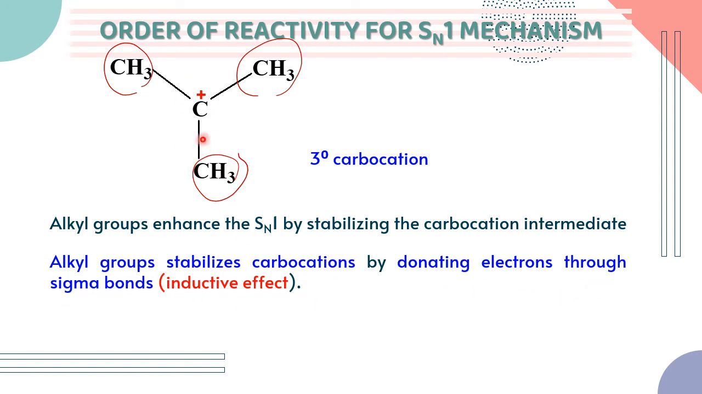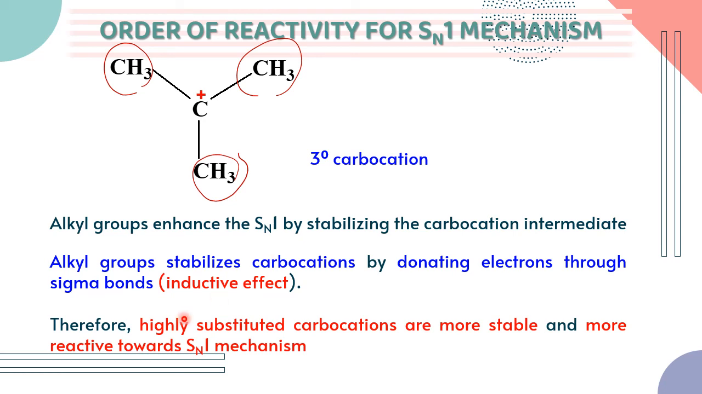Inductive effect ni yang macam kita bincang dululah in chapter 4. Okay, yang mana awak punya alkyl group adalah electron donating group. It has high electron density. So, dia boleh stablekan carbocation dengan share dia punya electron density kepada carbon dekat tengah-tengah ni. Okay. Effect tu kita panggil dia sebagai inductive effect. So, therefore, highly substituted carbocations are more stable and more reactive towards SN1 mechanism.